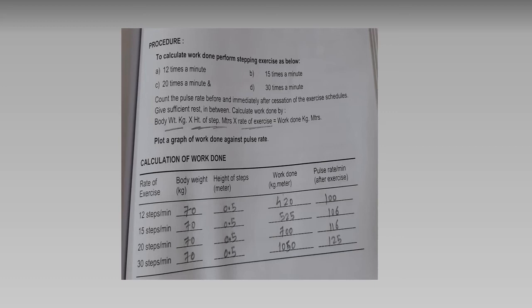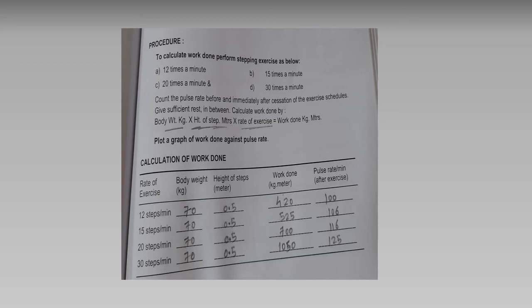Now again, you all did stepping exercise while doing the practical of pulse and blood pressure. You must all have a little stool or little table in your home as well where you can easily do it. So you need to do it here 4 times. One is 12 times stepping in a minute, then 15 times stepping in a minute, then 20 times per minute and 30 times per minute. So you will know how to do it.